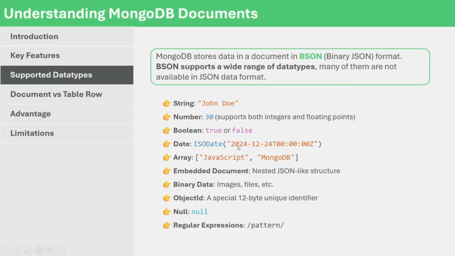Also, in JSON, we only have one data type for number. But in BSON, we have multiple data types for number. We have int 32, int 64, decimal, and double. So BSON supports a wide range of data types, and a document in a collection stores data in the BSON format.